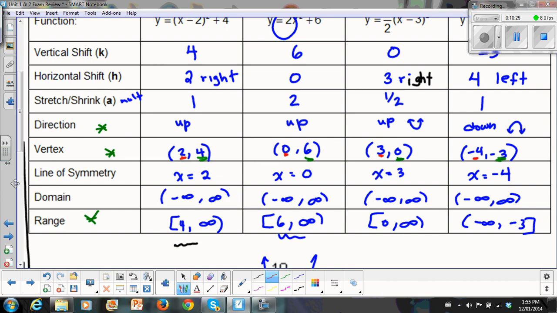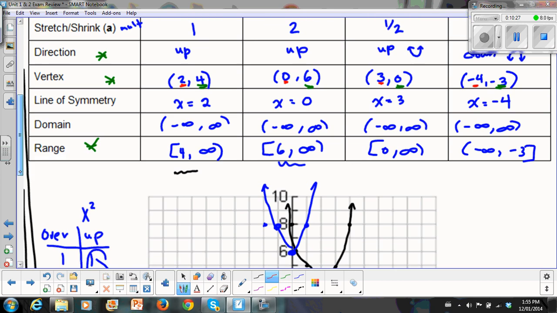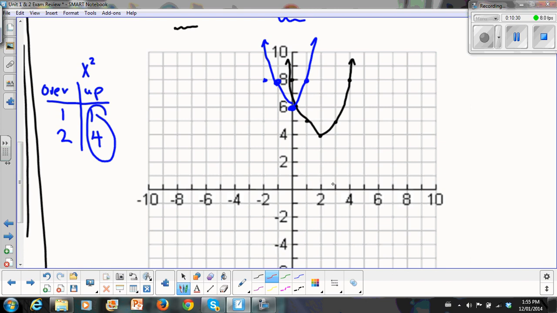So let's do red. This time we're going over 3, and it's a stretch of a half. So at 3, 0, and now we're stretching by a half. So half of this would be going up halfway. And instead of going over 2 up 4, we're stretching it or shrinking it to half. So it's only up 2. So you can see that it looks shorter and wider.